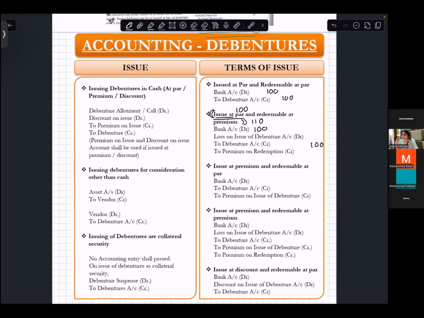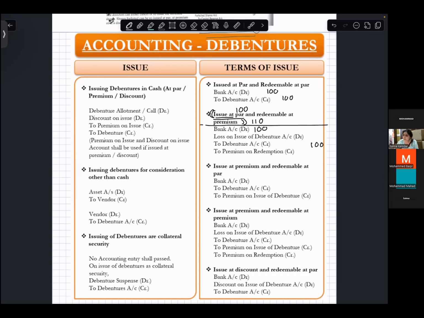Now at the time of issuing, you know that you are going to give back how much? 110. That means you're receiving 100, but you're going to pay 110. How much extra are you going to pay? 10. What is that 10 for you? Premium.